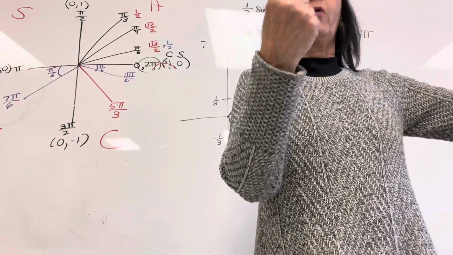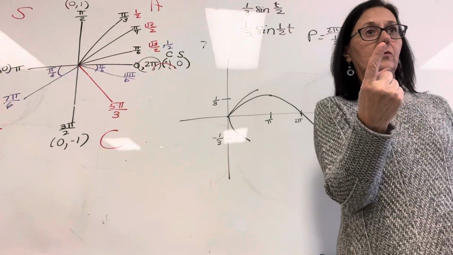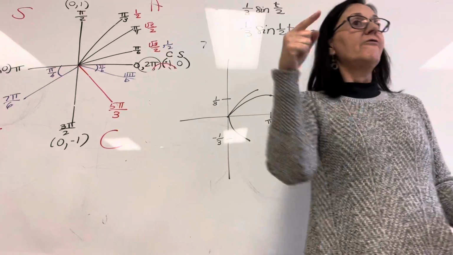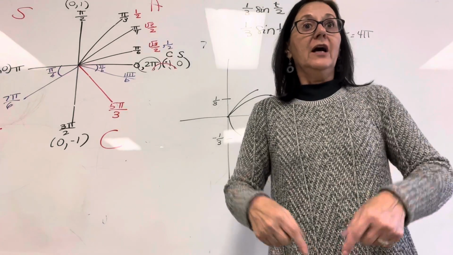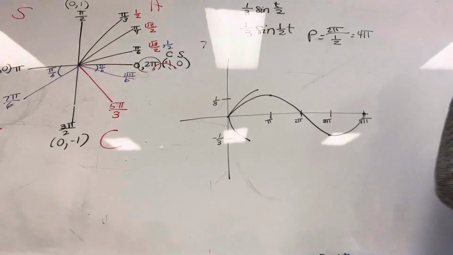For example 4, how long is it going to take to complete one cycle? 2 pi over 4, which is pi over 2. So pi over 2, one complete cycle. Another pi over 2, one complete cycle. Got it?